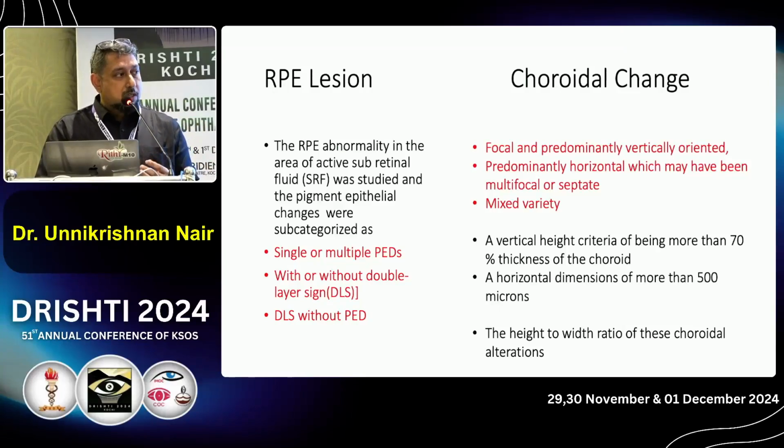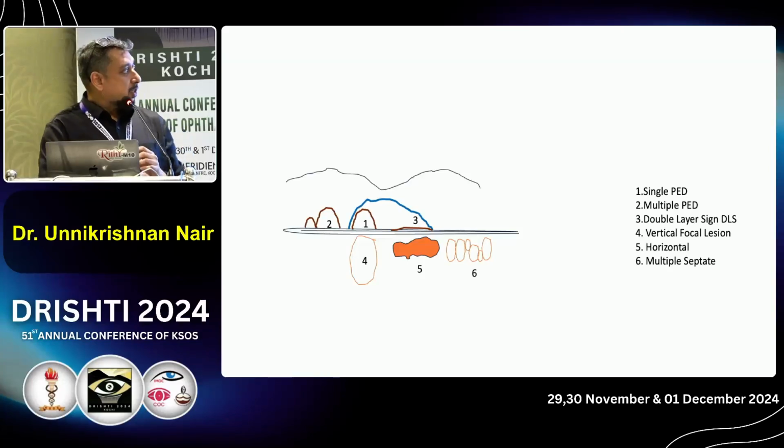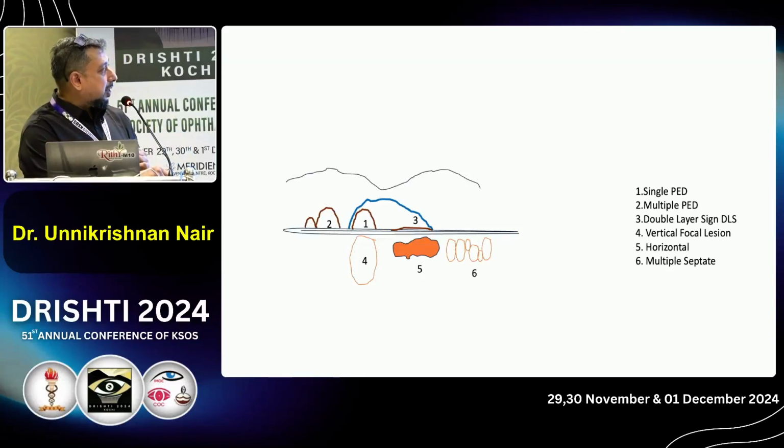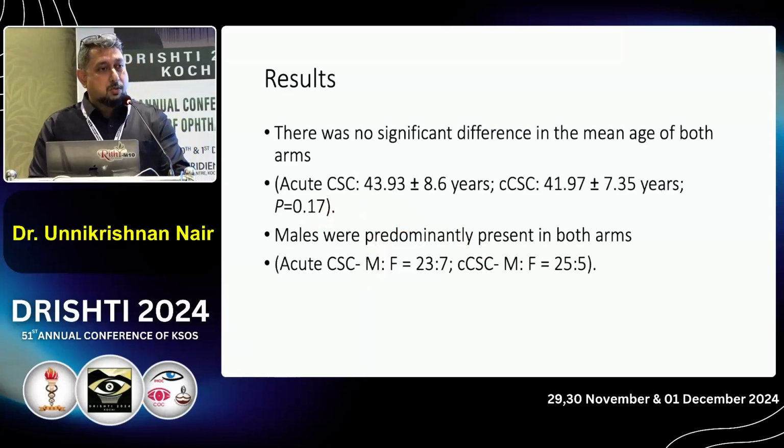And the choroidal changes were looked at as single large vertical lesions, horizontal lesions, and multiseptate lesions. So this would be a summary of that, where you could see a single PED, multiple PEDs, a DLS, a vertical choroidal lesion occupying more than 80% of the lesion, horizontal lesions, and multiseptate lesions. Coming to the results, the age in both the categories was the same. The males, as we expect, predominated in both the arms.